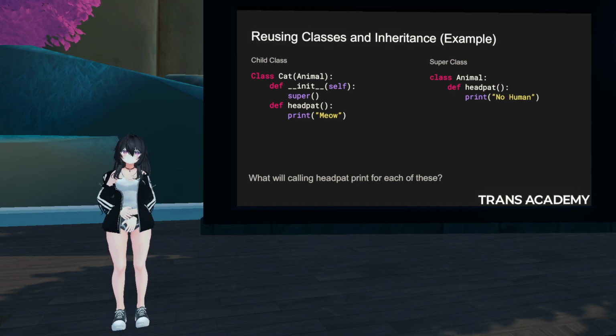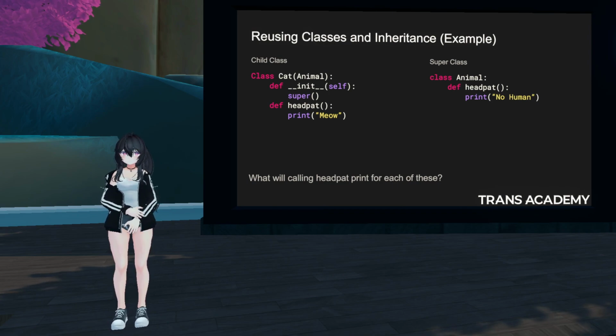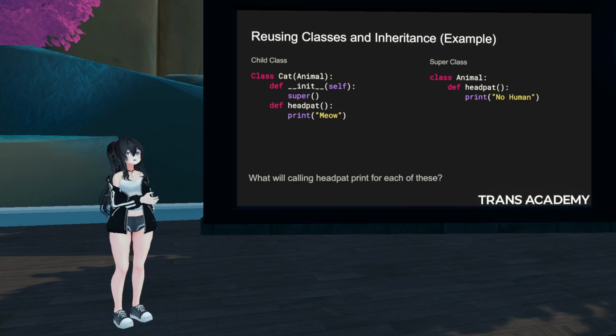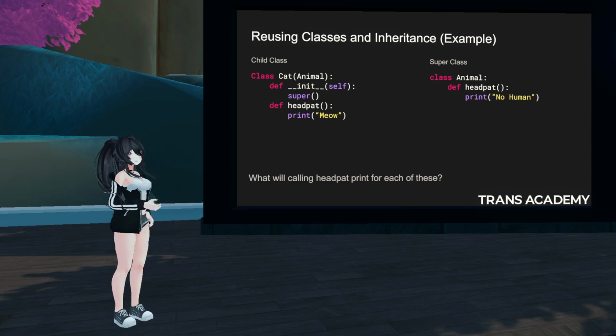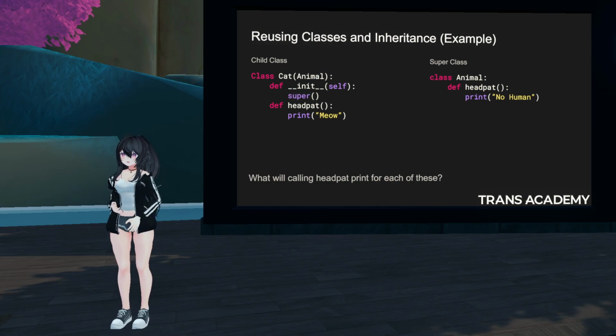Question from Aurora. When you import the superclass into the child class, do you have to use underscore underscore init underscore underscore, or would anything do so long as you call the super function? Yeah, good question. So the question here is: do you have to call super within the constructor, or can you call super somewhere else?